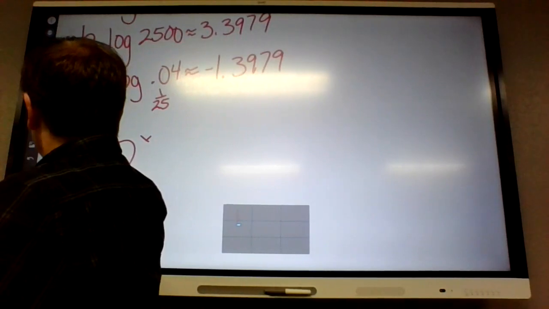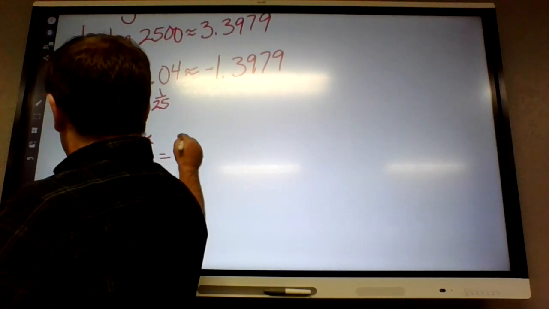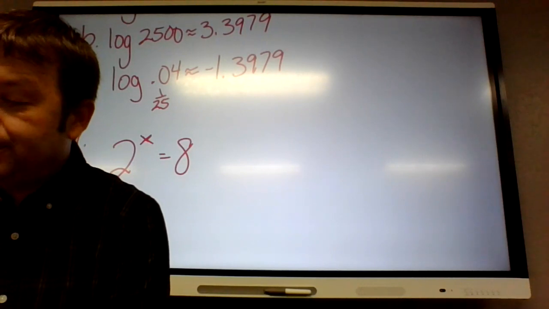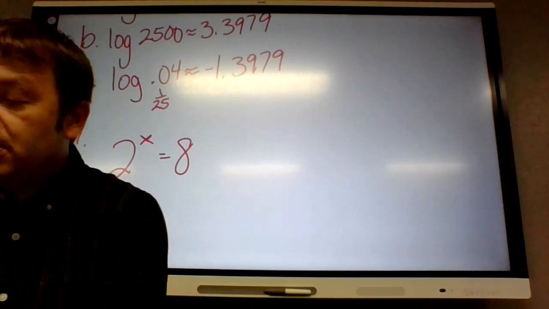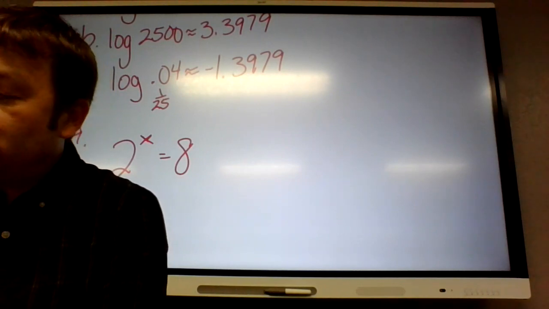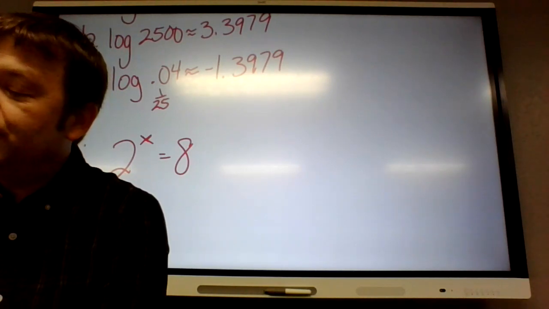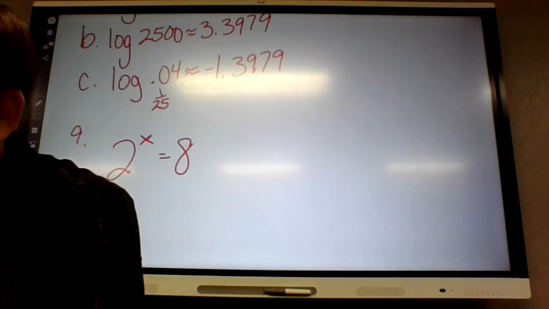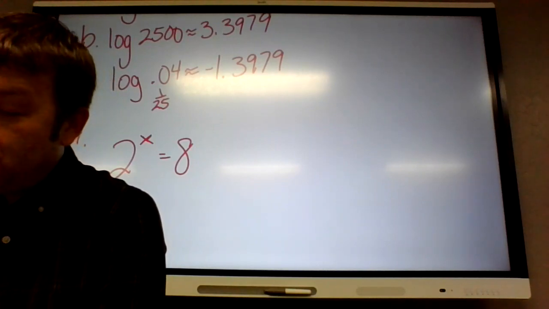Let's see, this is number 9. Okay, 2 to the what equals 8? What's the answer to that? 3. 2 to the third is 8. 2 times 2 times 2 is 8. So on B, they're kind of going backwards. It's 8 to the what equals 2. 1/3. Yeah, it's the cube root of 8 is 2, or 8 to the 1/3. It's 2. Sam, you did it. You were the best.